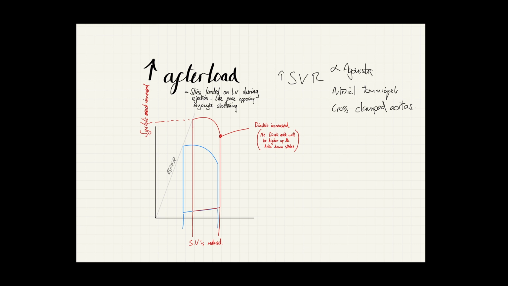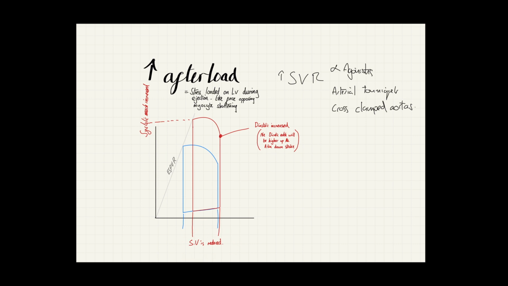Naturally, this situation means that our stroke volume is reduced because our left ventricular end systolic volume has gone up, which is this here, LV end systolic volume has gone up, okay? Which means we've got a reduced stroke volume.